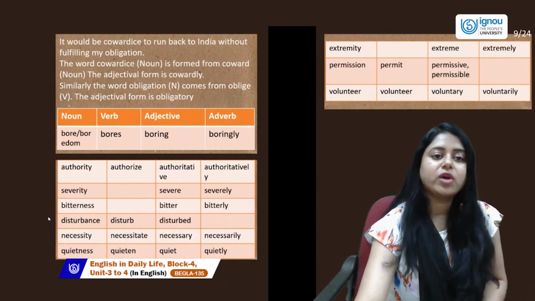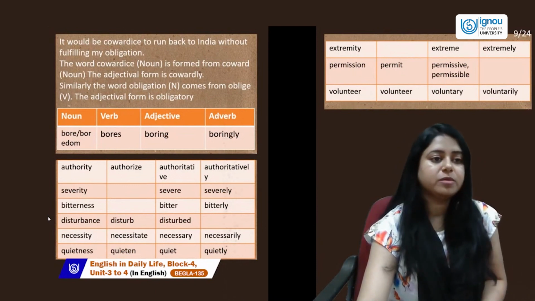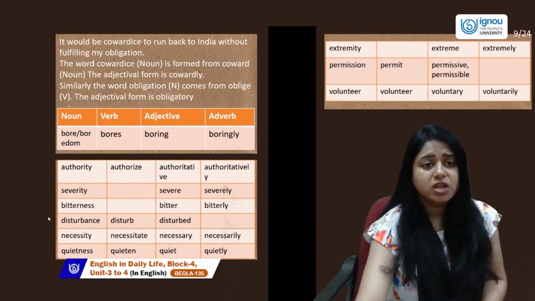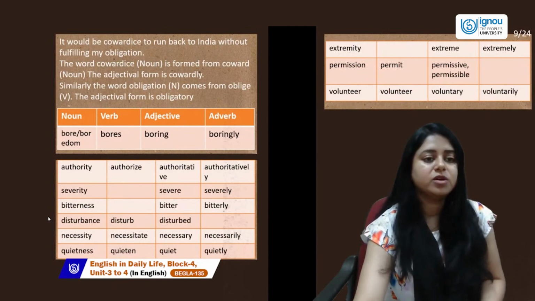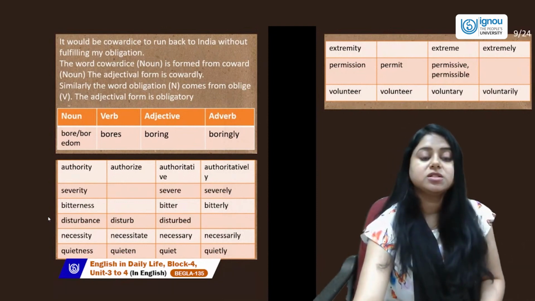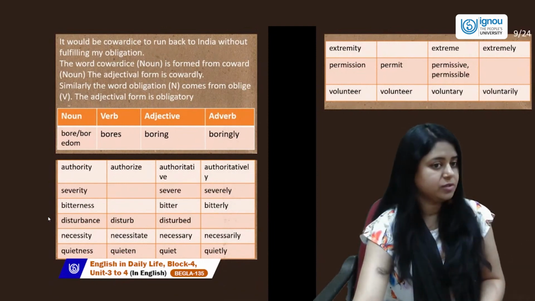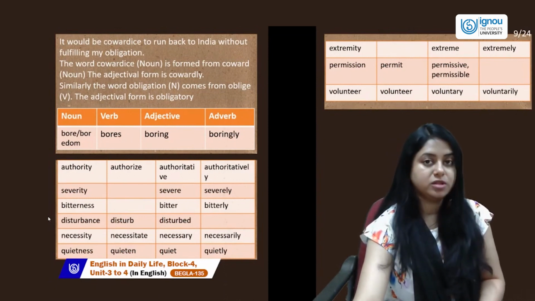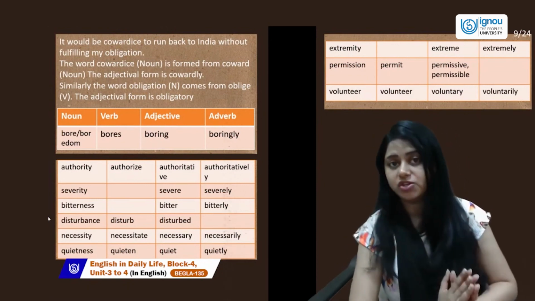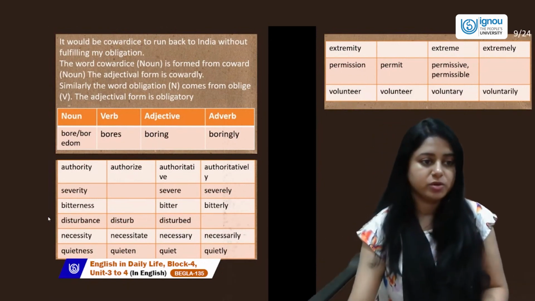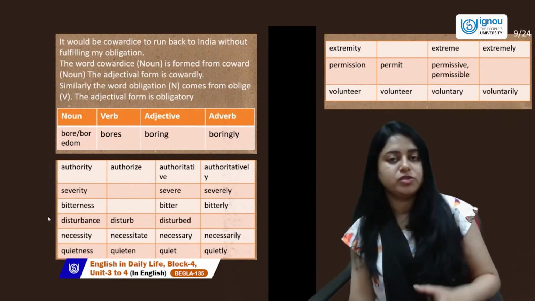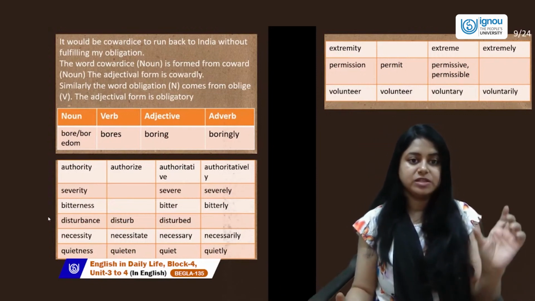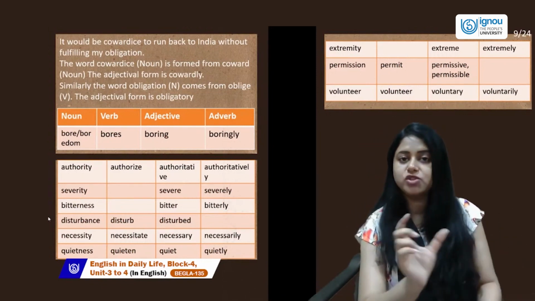It would be cowardice to run back to India without fulfilling my obligation. So, here, cowardice is formed from coward, and the adjectival form is cowardly. And the noun comes from oblige. The noun is obligation and the verb is oblige. Okay, and the adjective would be obligatory, so it says obligatory duty. So you see, noun is obligation, verb is oblige.